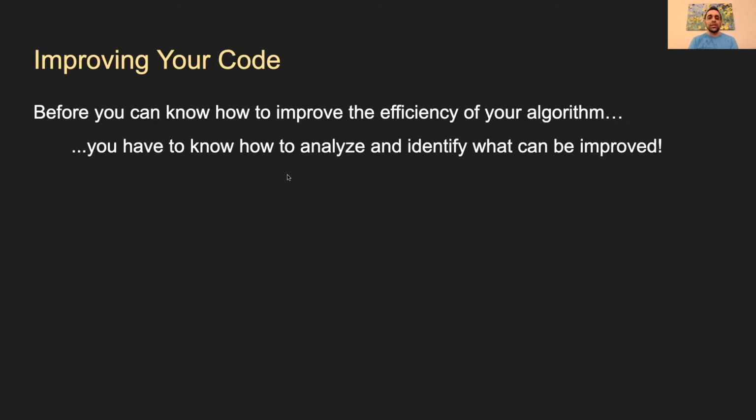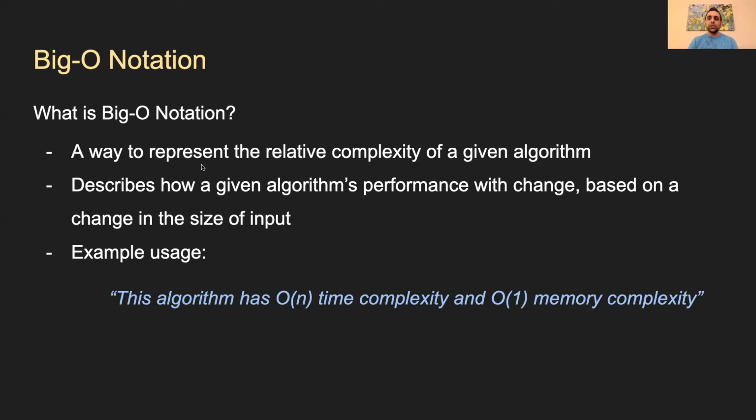All right. So the key thing is this lecture is not actually going to be focusing on how you can improve your algorithms, but more about how to detect and analyze your algorithms and then identify what can be improved from that point on. All right, so that's a key distinction I want to make before we get into it. But now we can talk about big O notation.